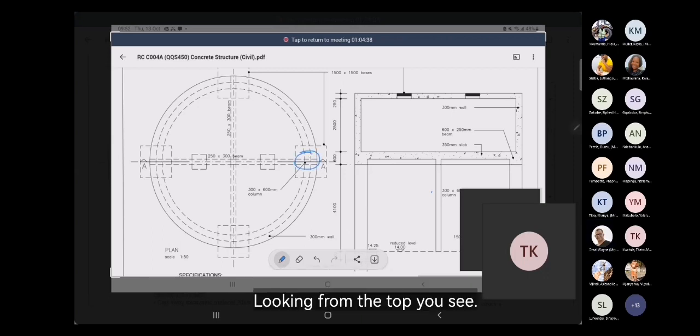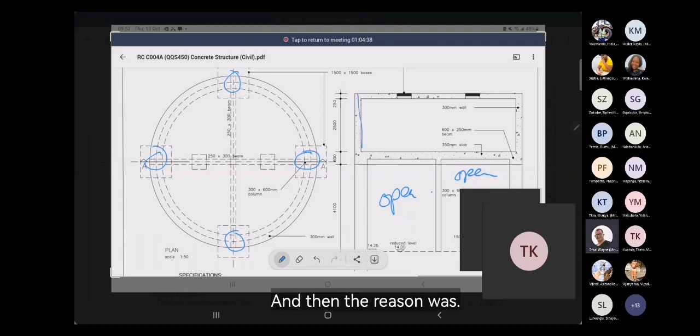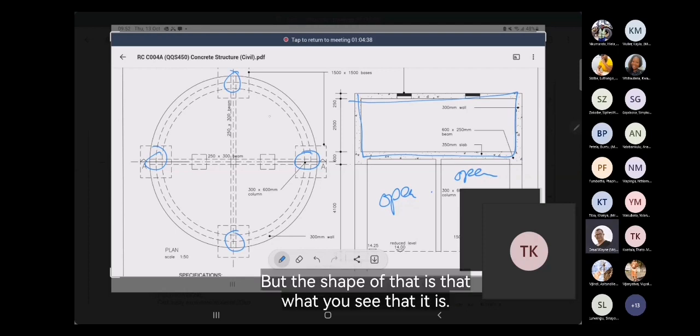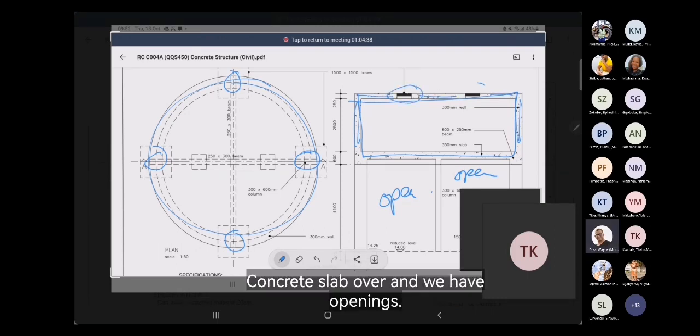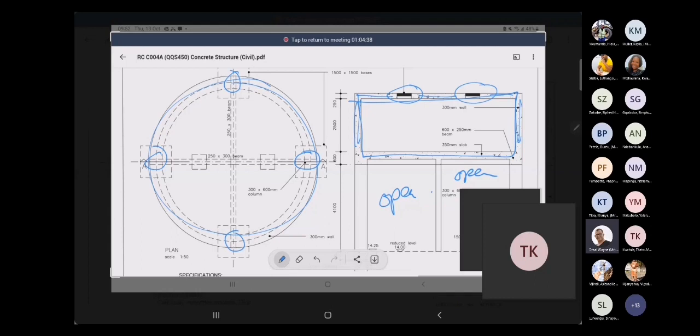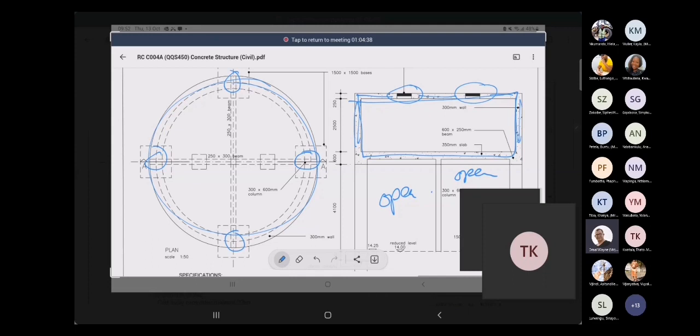you see 1, 2, 3, 4 columns. So looking at this, it is all open, right? And then the reservoir sits on top there. Look at the shape of the reservoir. You see that it is circular in shape. We have concrete walls there, concrete slab over, and we have openings in there for inspections and for cleaning and the like. Right? We're looking at this particular drawing.